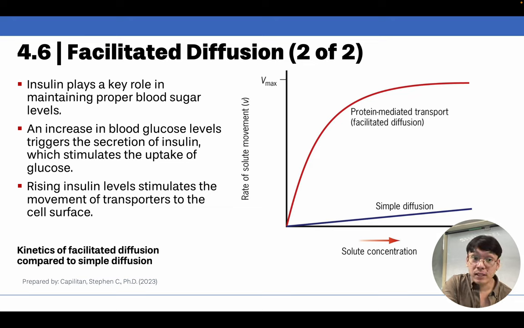A good example of it is insulin, which plays a key role in maintaining blood glucose levels. An increase in glucose levels in your blood triggers insulin secretion by your pancreas, which stimulates the uptake of glucose. Rising insulin levels stimulate the movement of transporters to the surface of your cell. So this is what we call the kinetics of facilitated diffusion, compared to simple diffusion, which doesn't need facilitated transporters.